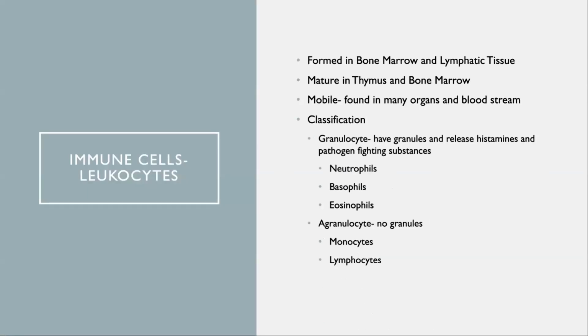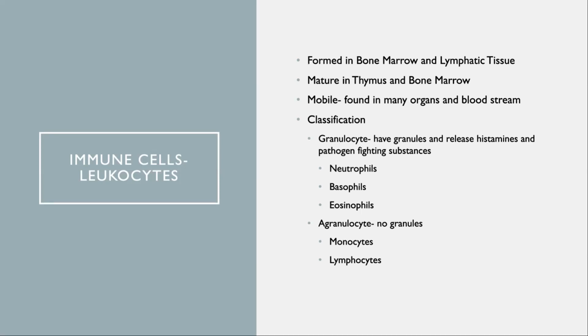To start off, immune cells, we'll talk about leukocytes. So leukocytes are formed in the bone marrow and lymphatic tissue. They then move to the thymus and bone marrow where they mature. Since they are mobile, they can be found in many organs and throughout the bloodstream.